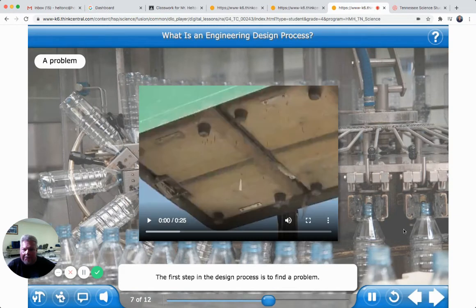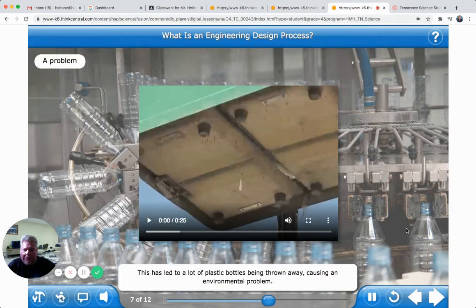The first step in the design process is to find a problem. In the early 21st century, bottled water has become very popular. This has led to a lot of plastic bottles being thrown away, causing an environmental problem. Click play to see the size of this problem.